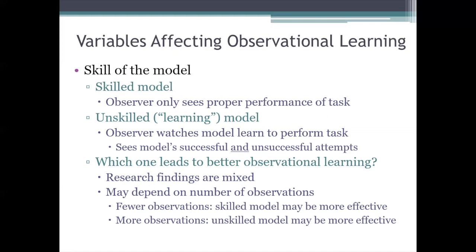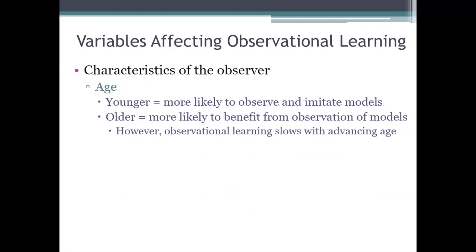For example, it could be that if you only get to observe a model a few times, if there's a limit to how much observation you can do, then you may be better off observing a skilled model. But if you have the chance to make a larger set of observations, then that might be when it's more beneficial to watch the trials and tribulations that an unskilled model would go through. But anyway, again, characteristics of the model are one sort of category of variables that have gotten some attention in research on observational learning. But characteristics of the observers themselves also matter.